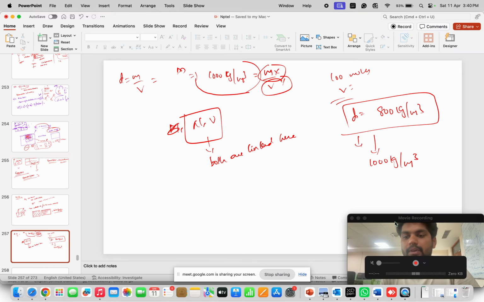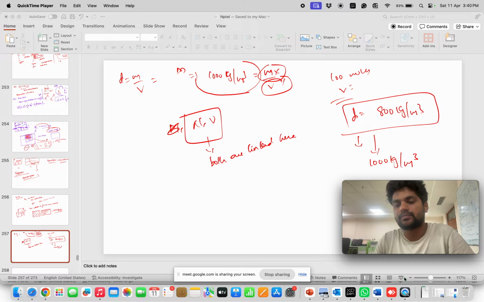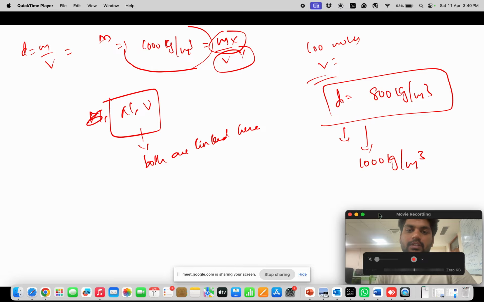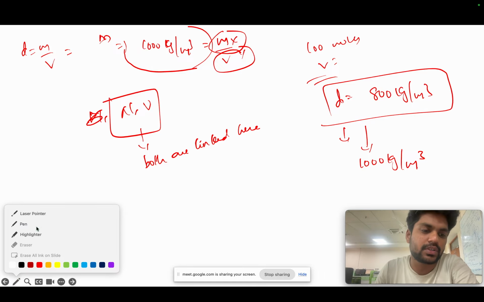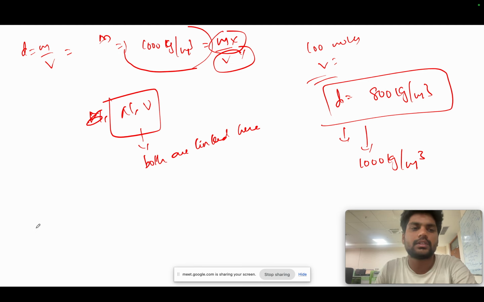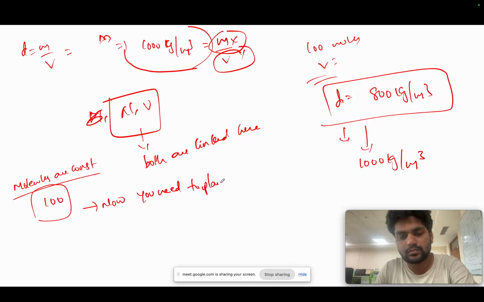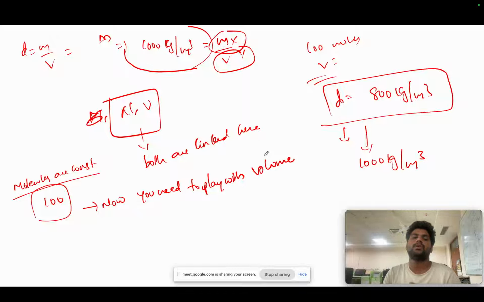Okay, fine. So how can we do it? Once you add the molecules, you can't increase or decrease the molecules because the number of molecules is constant. I said that I want only 100 molecules, and I want to check what the density of the water will be. I'm not going to add more than 100. So now you need to play with the volume, because the volume we can change, with respect to the molecules.